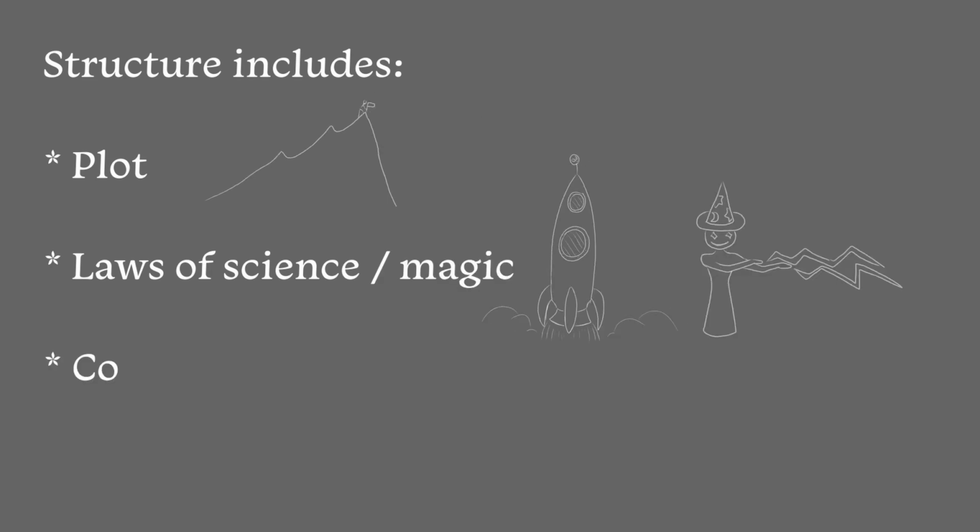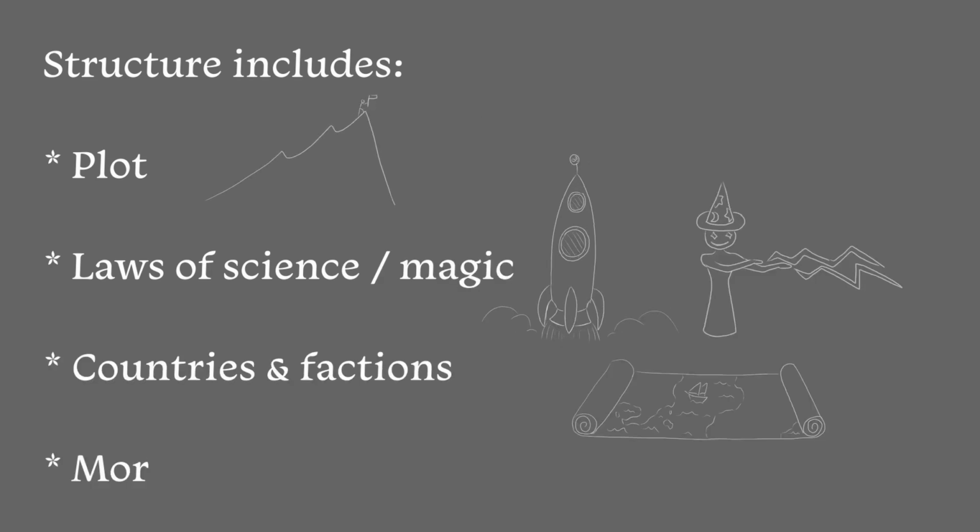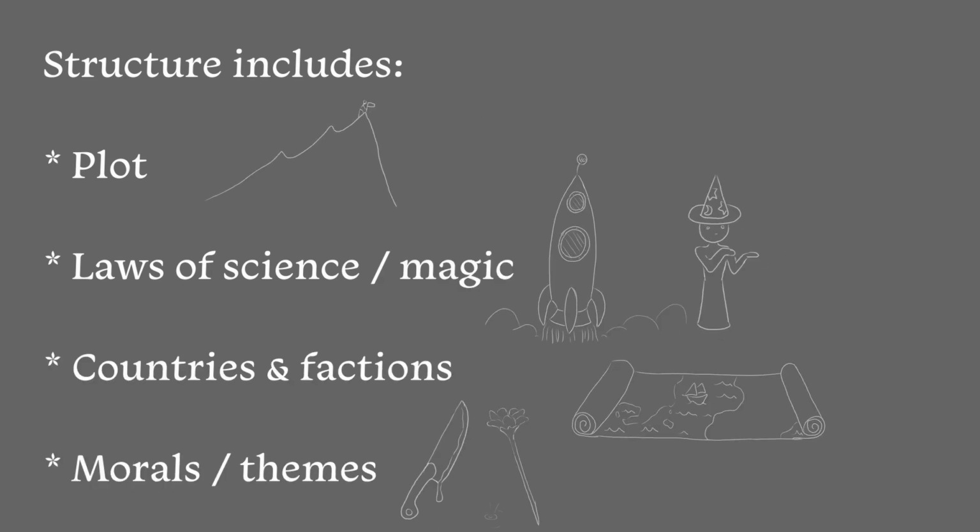The structure of a story makes it meaningful. A random collection of disconnected details is like an abstract painting. It doesn't have any information beyond what you infer or imagine for yourself. Structural ideas like plot and character arcs, like the laws of science and magic, like countries and factions or morals and themes, these are all things that stitch the ideas of the story together and make it so much more than the sum of its parts.